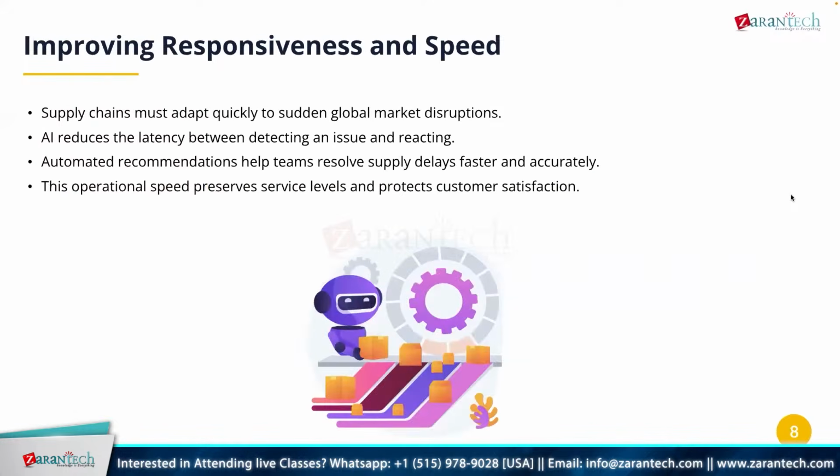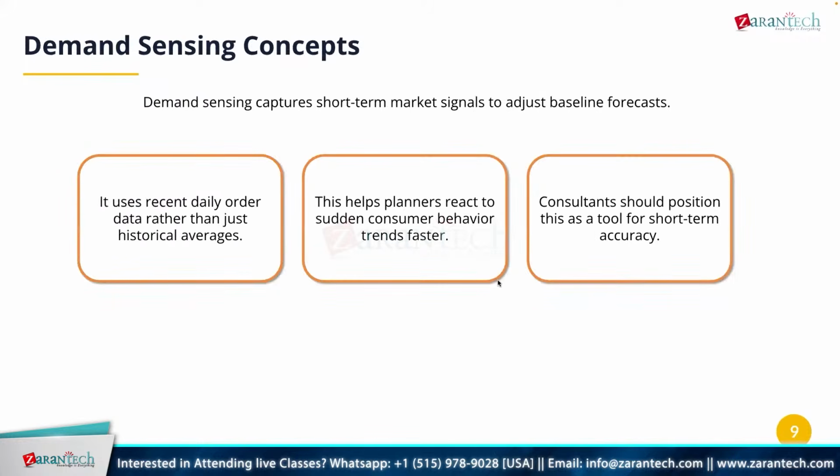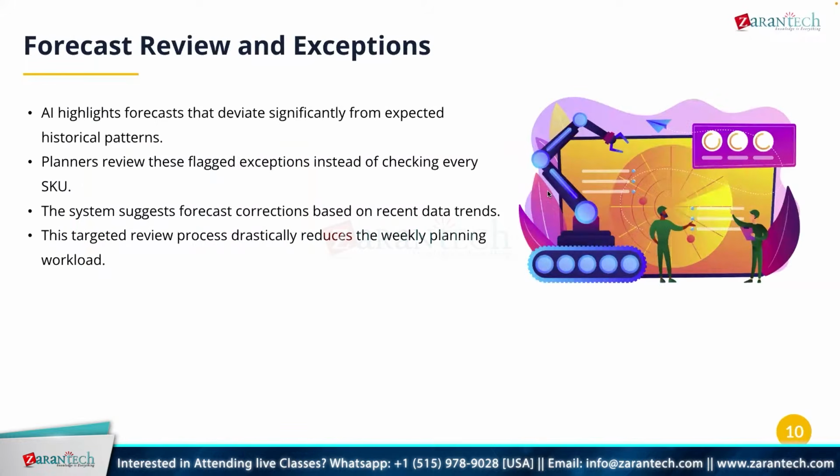Okay, and the important thing is improving responsiveness and speed. Supply chains must adapt quickly to sudden global market disruptions, and automated recommendations on top of that are important for them. So they need consistent speed and the expected service level on top of that. That is where the demand sensing concept comes in. It can use, as I just explained, the recent daily order data with historical averages, so planners can react to certain consumer behavior and position themselves for short-term accuracy. These are all things that come into the picture, even forecast review and exceptions also.